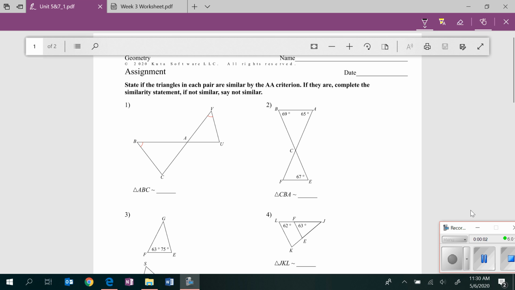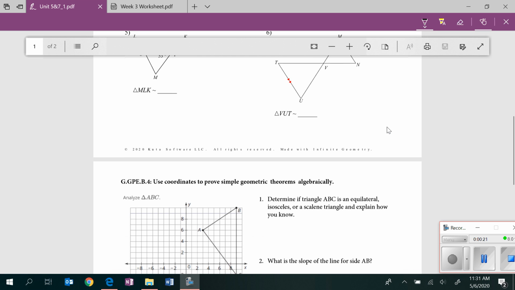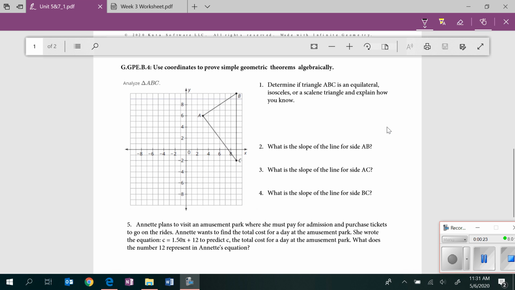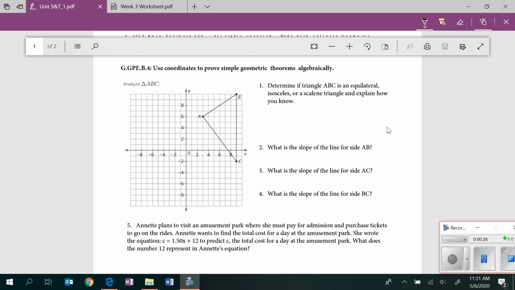Hi, geometry. So what I've got in front of me is the assignment worksheet that you were assigned this week in Canvas. I'm going to go over a few of the problems so that hopefully you can do the rest by yourself. It's got the AA similarity that'll help bring up some of your grades if you do this and the quiz. And it has the new standard GGPB4 about interpreting graphs.